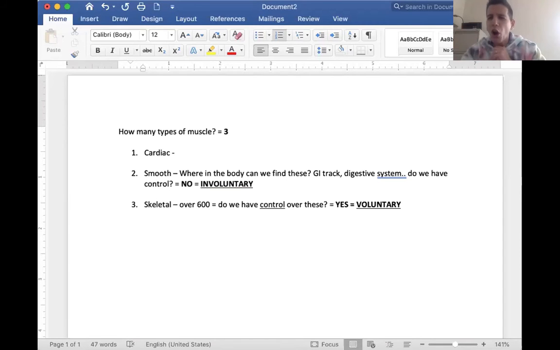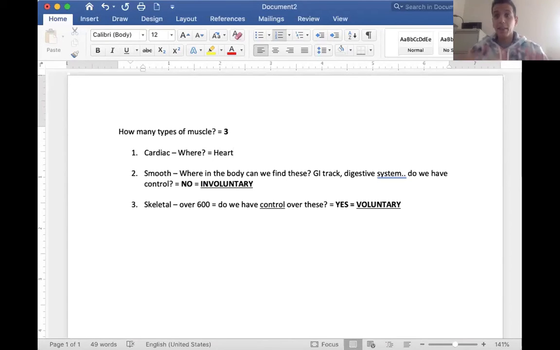Cardiac, we think of the word cardio, cardiovascular, cardio workouts, right? So where's the only place in the body that you can find cardiac muscle? Your heart. Correct. Yeah, your heart. Cardiac muscle is found in the heart. Your heart is made up of cardiac muscle.